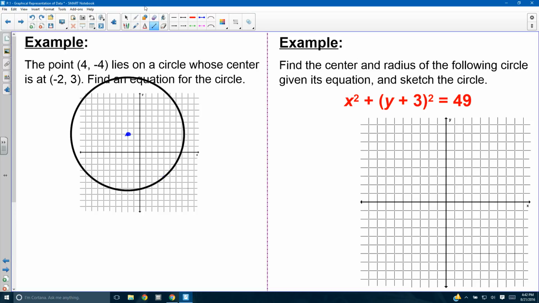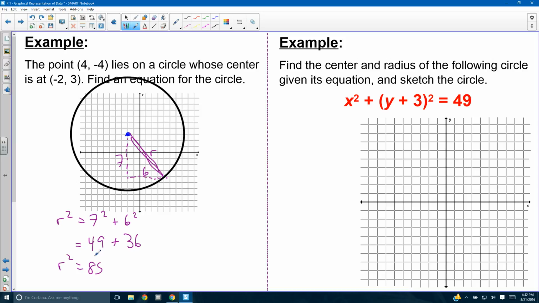So we're just going to use the, I'd call it the Pythagorean theorem, but you know, it's the circle formula. We've got to find the distance between the center and the point on this circle right there. It's going to be like that. So you could count. You could go 1, 2, 3, 4, 5, 6, 7. 1, 2, 3, 4, 5, 6. And what do we have? Pythagorean theorem all over again. So r squared is 85.